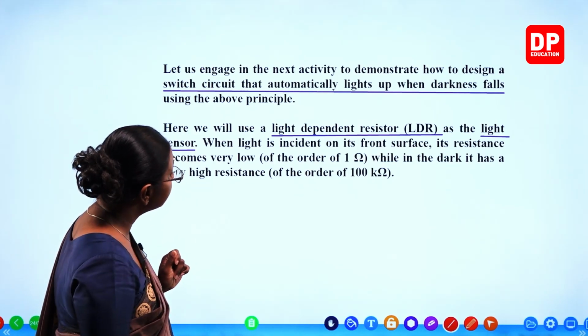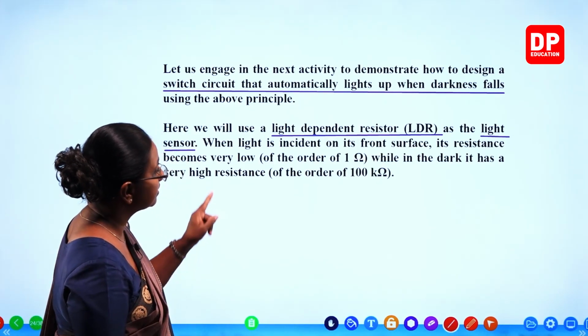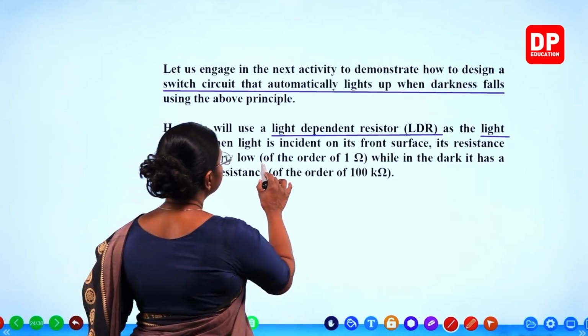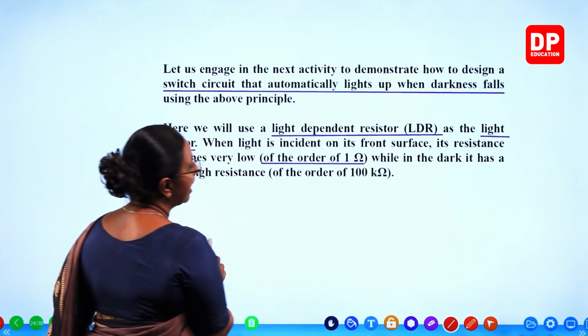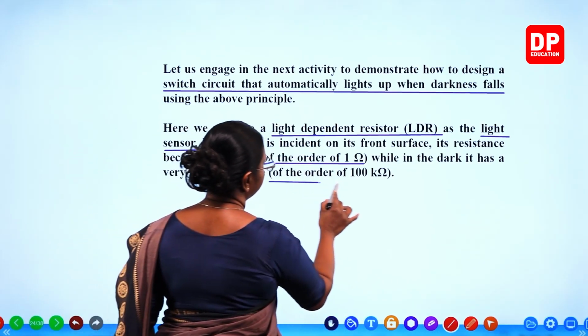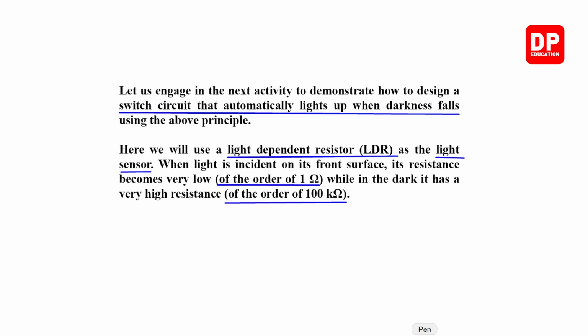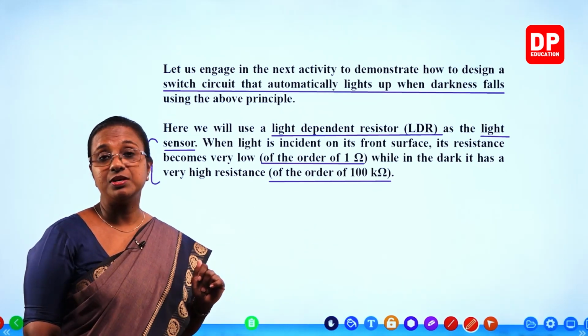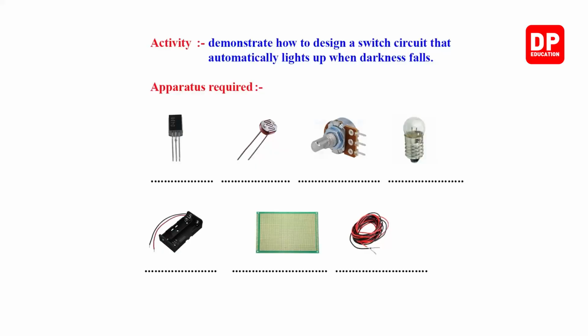When light is incident on its front surface, its resistance becomes very low, of the order of 1 ohm. While in the dark, it has a very high resistance, of the order of 10,000 ohms. So, that is how we use it as a light sensor. Now, we will go to the next slide where we try to understand how this can be used in a circuit. The activity is to demonstrate how to design a switch circuit that automatically lights up when darkness falls.